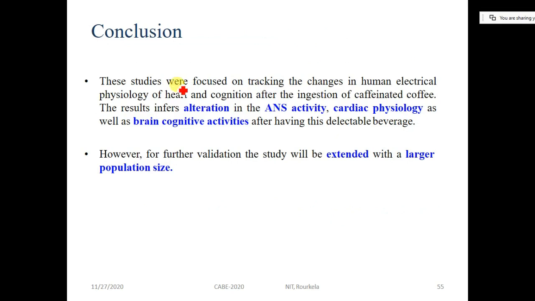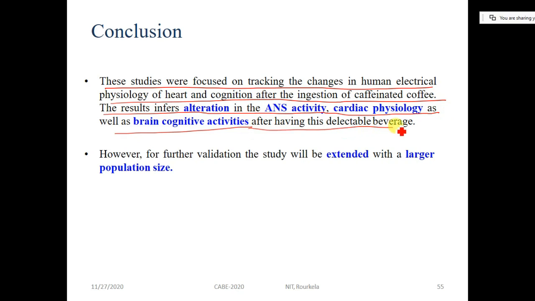So, conclusion: if we conclude all these things, we find that these studies were focused on tracking the changes in the human electrical physiology of heart and cognition after the ingestion of caffeinated coffee. The results infer alteration in the ANS activity, cardiac physiology, as well as brain cognitive activities after having this delectable beverage. However, for further validation, the study will be extended with a larger population size.